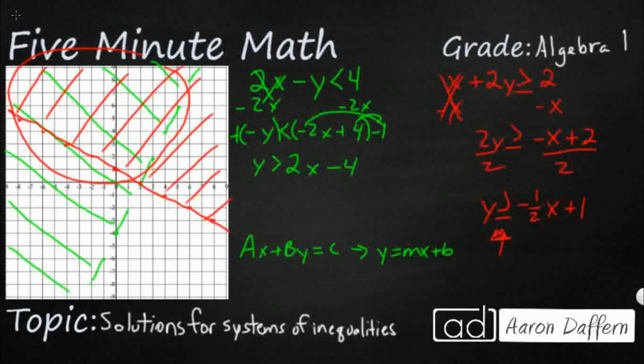So for example, we could do this. Let's do this 0, 6 right here. What that means is we can plug that into both different inequalities and get a true statement. So if I were to plug in 0, 6 here, it would be 6 is greater than 2 times 0 minus 4. So 6 is greater than negative 4.